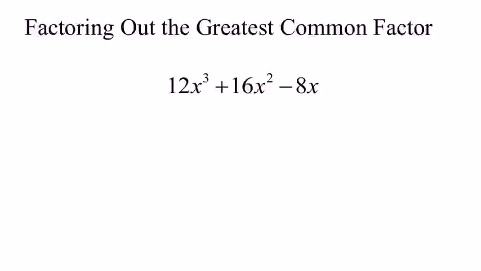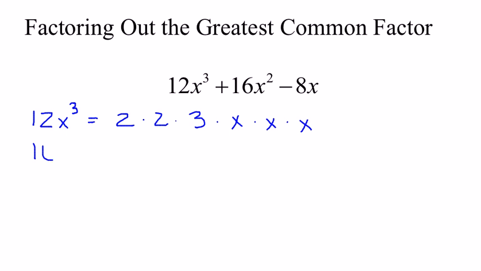In factoring out the greatest common factor, we must first find the greatest common factor. So what we're going to do is write down each term of this expression. So we have 12x cubed, and then write that down in its prime factorization. We've got 2 times 2 times 3, and then times 3 x's.